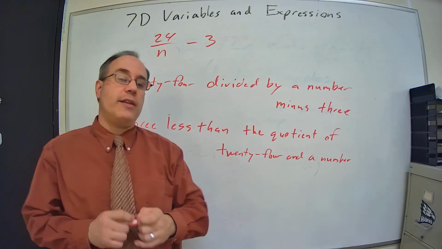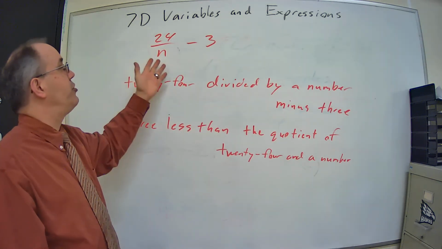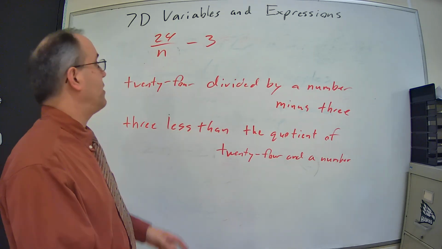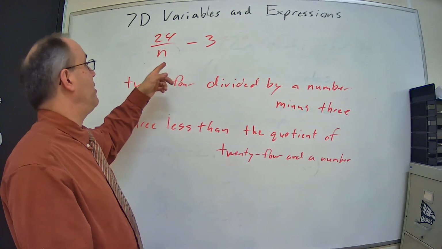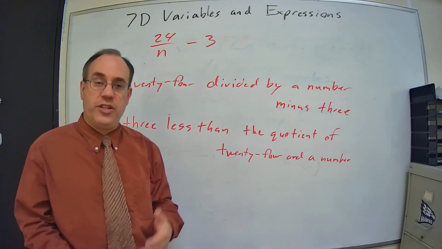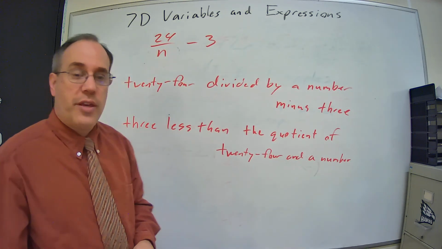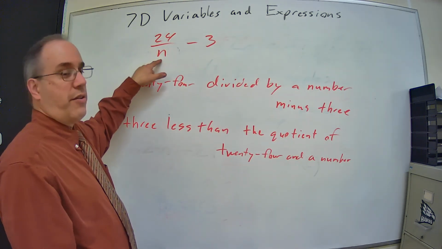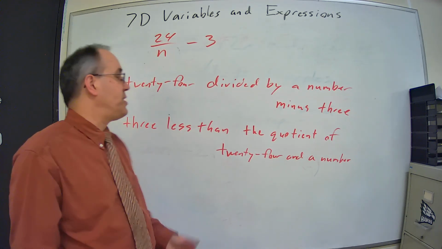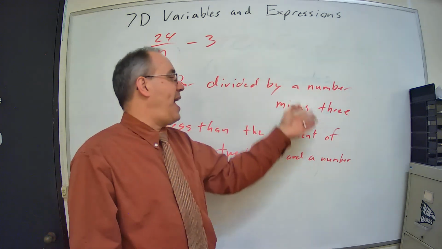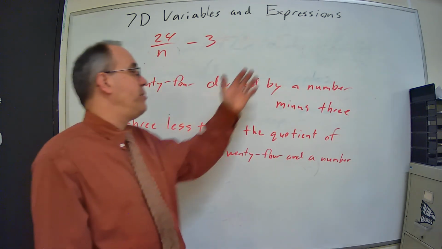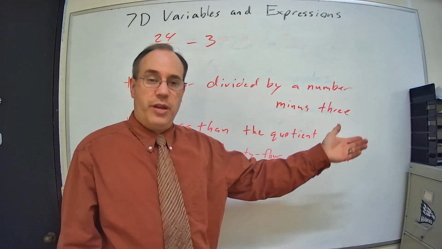So it's just translating, it's recognizing what it's doing and putting it into words. One of the biggest things with it is recognizing what operation is happening and how to put that in words, or if it's in words, recognizing what operation it's telling you to do. The other thing is to recognize that we're going to treat the variable as a number. So don't say n, don't say 24 divided by n minus 3, but if we're putting it into words, 24 divided by a number minus 3.